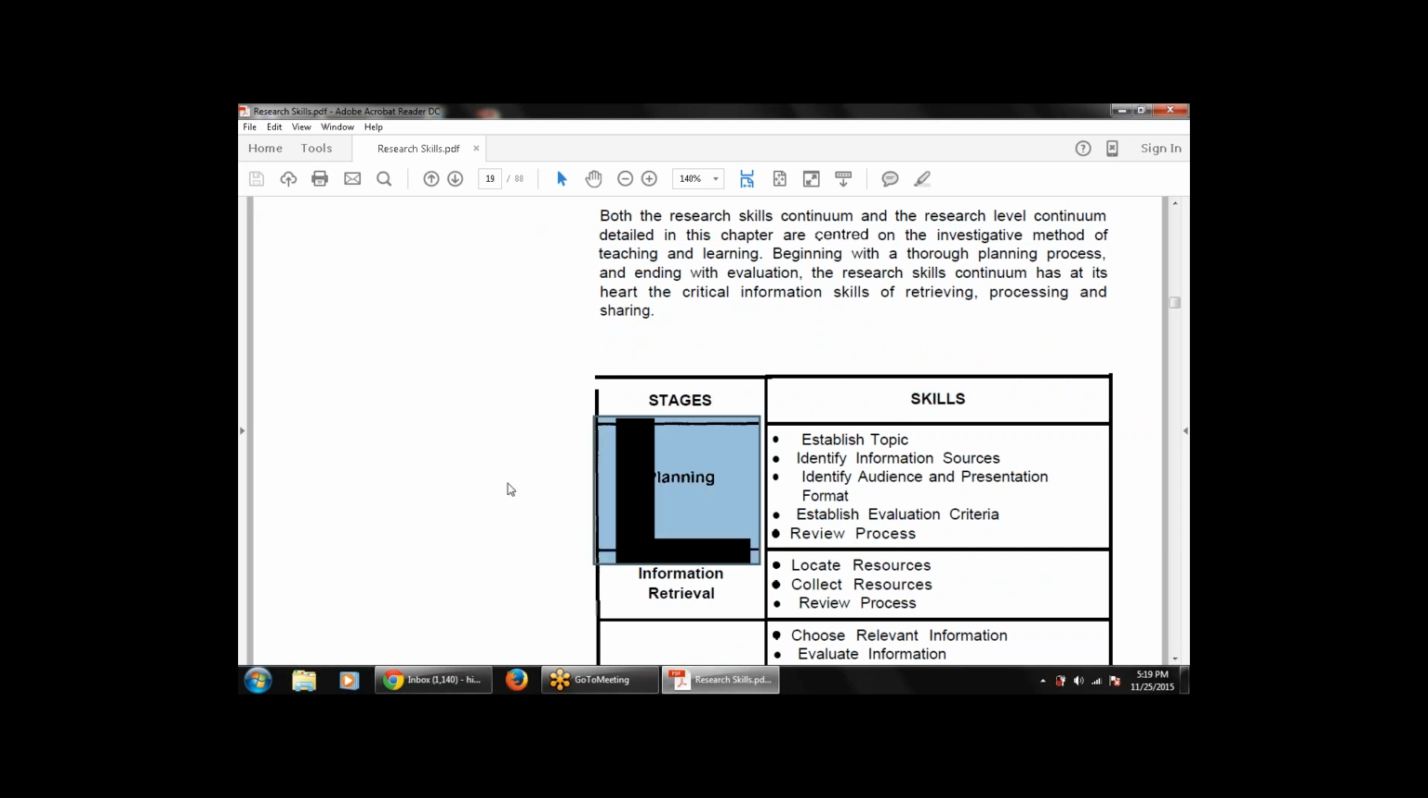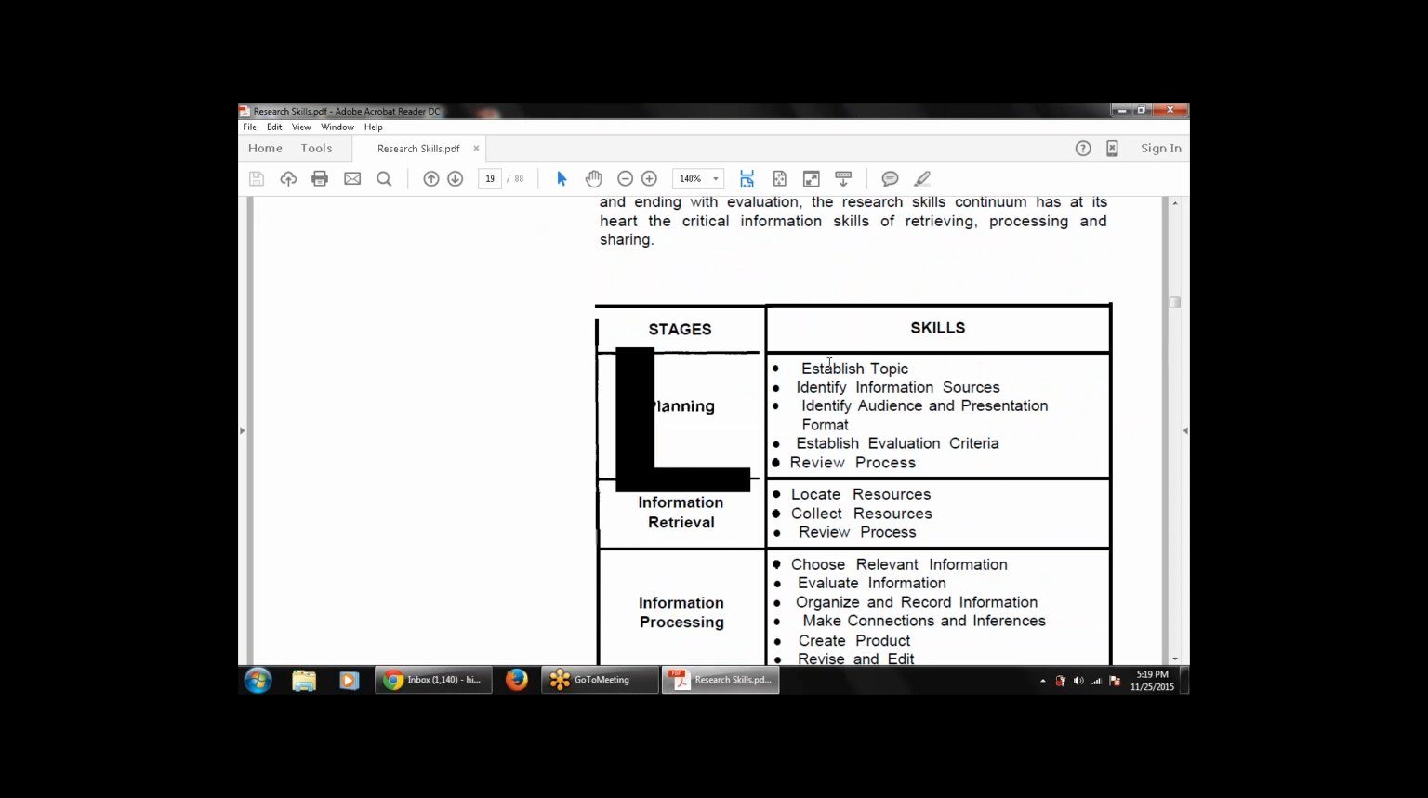So first is the planning. Within the planning, these are the various skills: establish the topic, then identify the information sources. First of all, in the planning, we have to establish the topic, that is what is the main information that we are going to gather. Then the next part for the planning is identify the information sources, that is identify the sources from where we gain the information, a good, qualitative information, so that proper quality will be maintained.